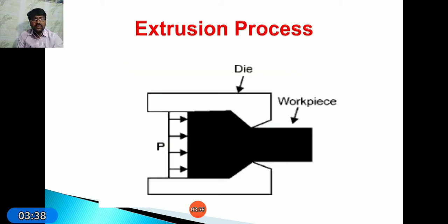Next, observe in this diagram, it consists of a die and the workpiece, which is nothing but the billet. Here we apply some force on the billet. Observe, this is the die. The black color indicates the workpiece or billet. Whenever we apply some force at the end of the billet, it is nothing but compressive force. Due to this applied compressive force, the billet will move in this direction. Whatever shape of die we manufacture, that cross section will be produced. Like that, the extrusion process is carried out.